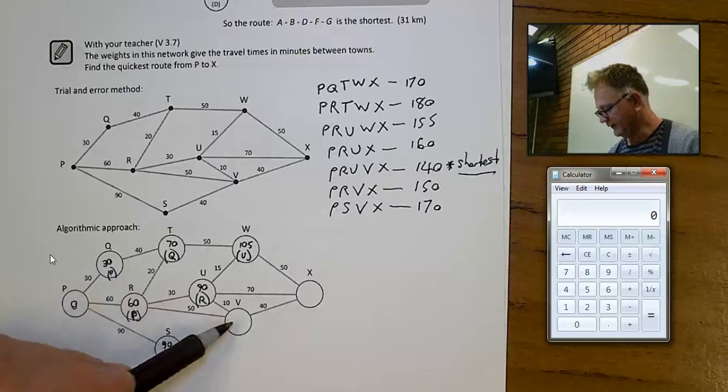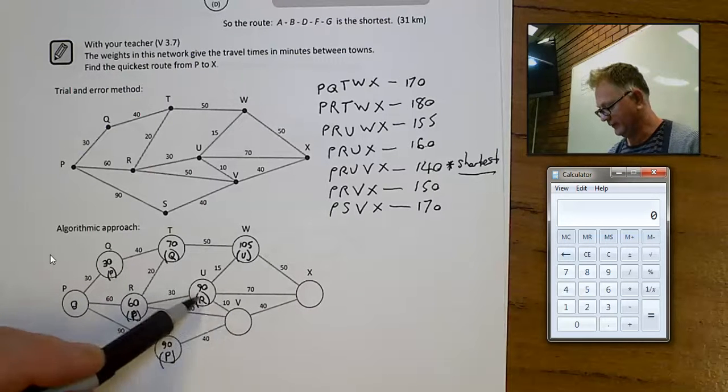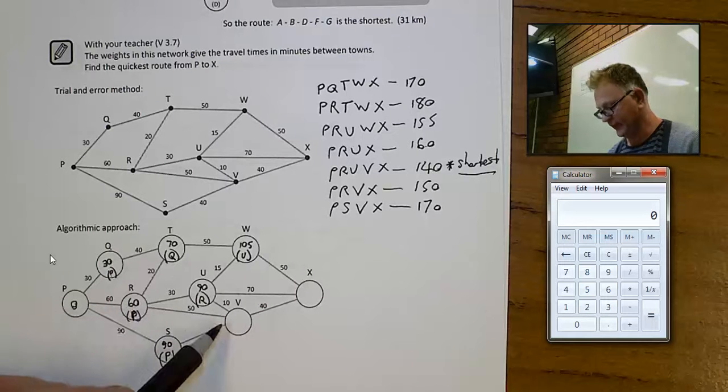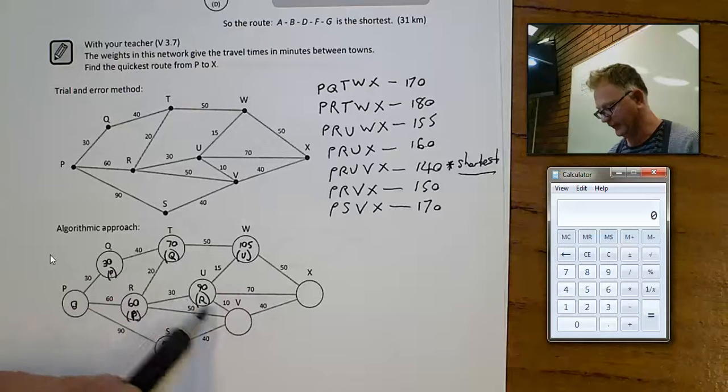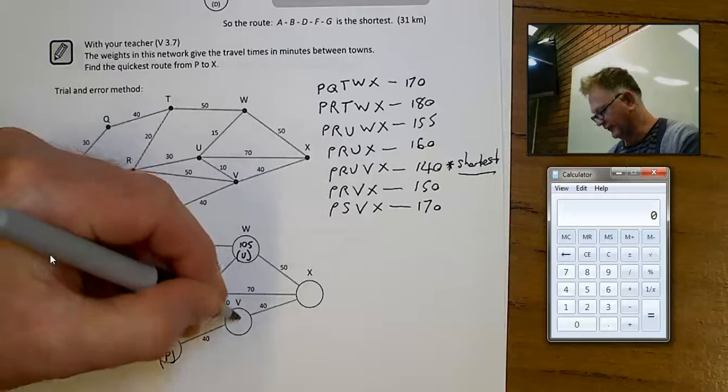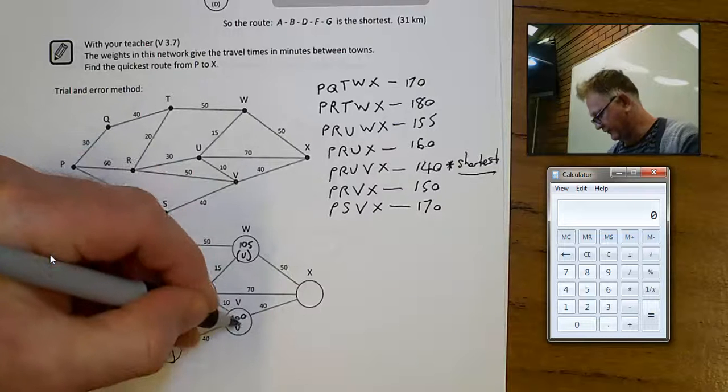Okay, now to get to V, there's three ways we could do it. Either we could come in this way, 10 more minutes from U would do it, so that would be 100 minutes that way. If I came in this way, that would be 110 minutes, or in this way, 130. So the quickest way to get there is from U. It will take 100 minutes in all.